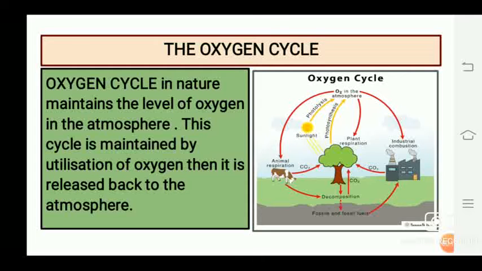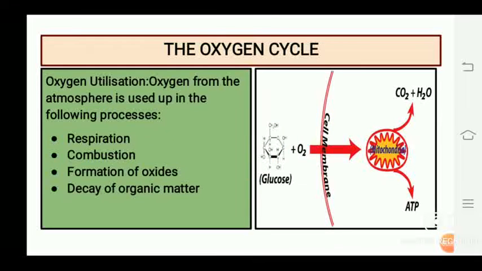Students, oxygen cycle in nature. What is the function of the oxygen cycle? This cycle in nature maintains the level of oxygen in the atmosphere. And how is this cycle maintained? This cycle is maintained by the utilization of oxygen and then it is released back to the atmosphere. Now how is it utilized? Oxygen from the air is utilized by the following processes.